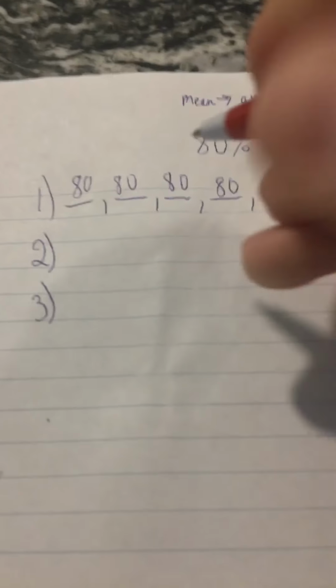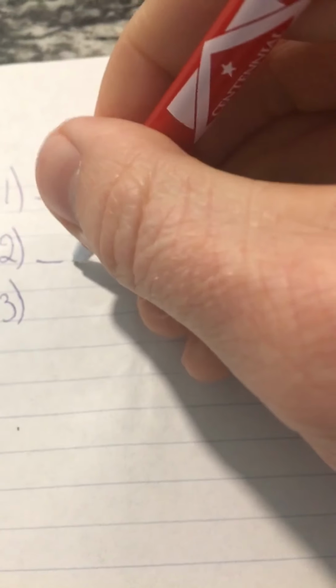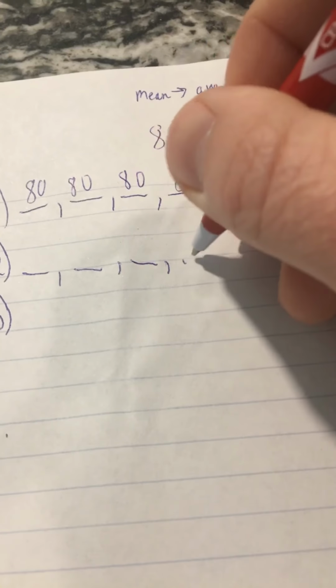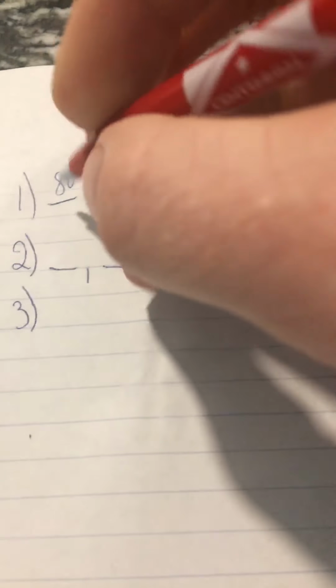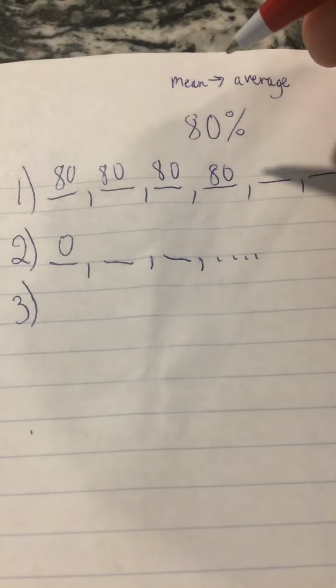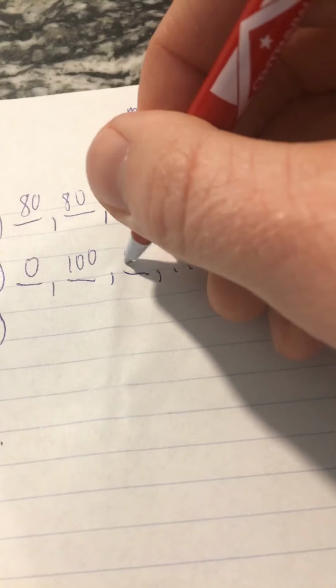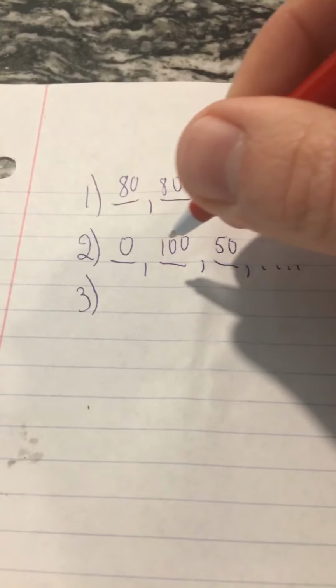Or it could look something completely different. If I had another set of 12 numbers, and it just keeps on going, and let's say one student got a 0. Another student got 100. Another student got a 50. This data set can still eventually have an average of 80. It would have to add up, though, to the exact same amount as this data set that was all 80s.